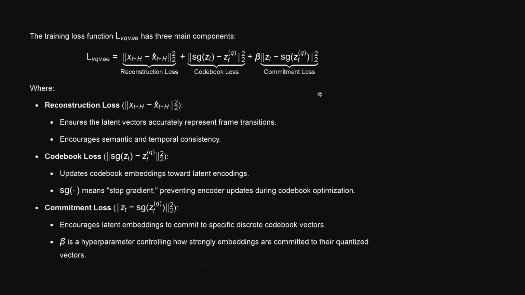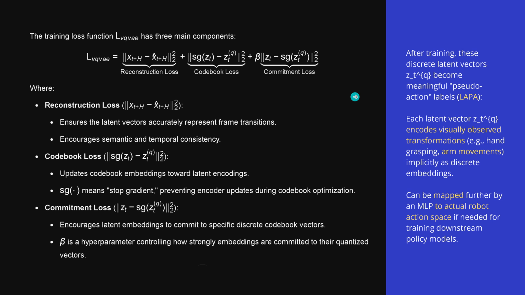In the video, I showed you that the training loss function for this particular case of a vector quantized variational autoencoder has three main components: the pure reconstruction loss, the codebook loss from the quantization, and the commitment loss with our famous factor beta, our hyperparameter controlling how strongly the embeddings are committed to the quantized vector.